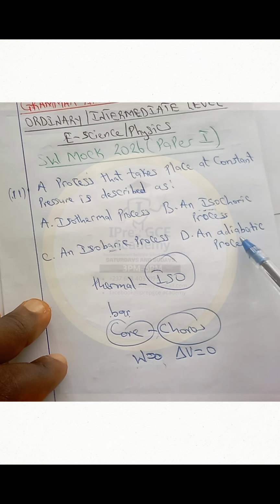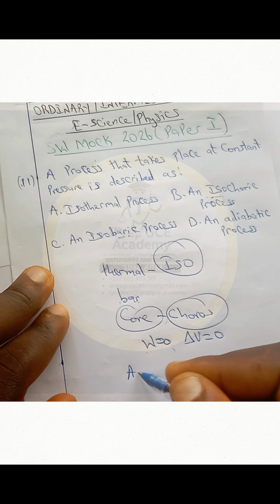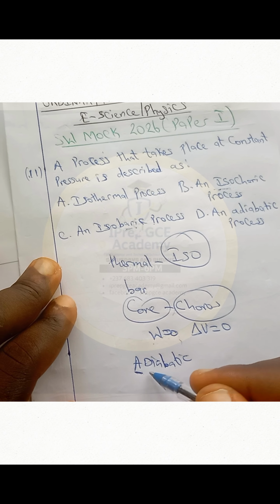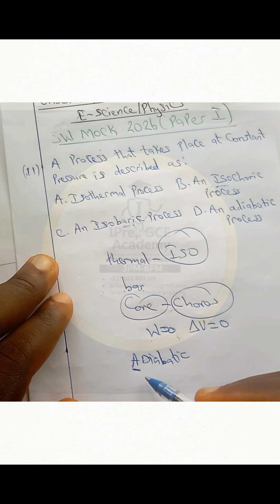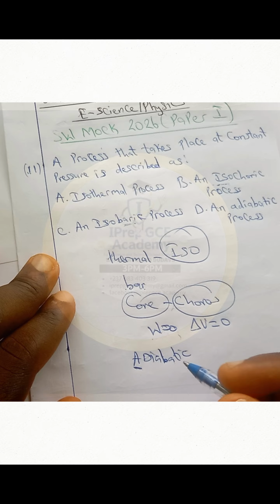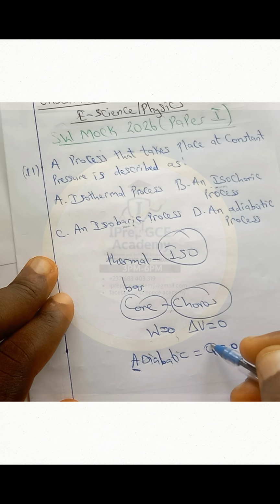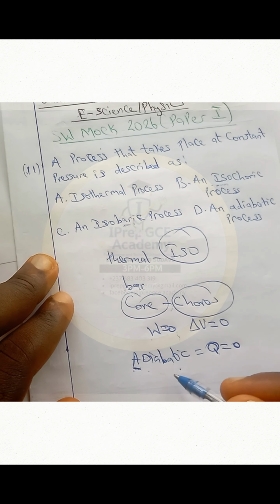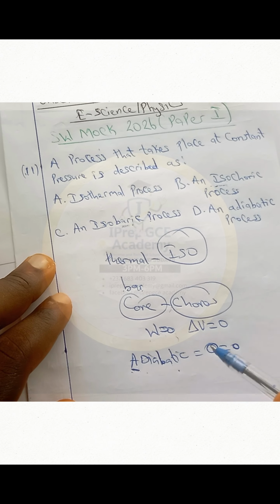And lastly, you have an adiabatic process. You see the word adiabatic has this prefix A here, and this A means the opposite of something or not to allow something. So this is a process that happens where heat does not exit or enter the system. There is no heat exchange with the surroundings. So here, Q is equal to zero. Q refers to heat gained or heat lost. So in an adiabatic process, heat does not enter or leave the system. Okay, so this is an overview.